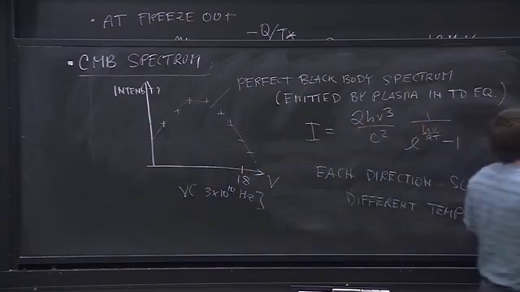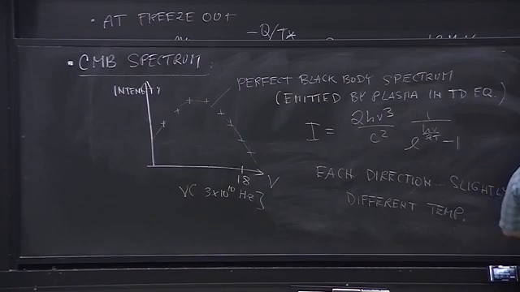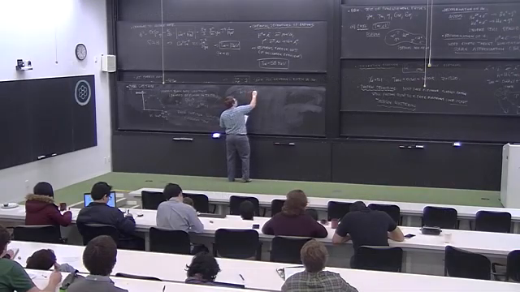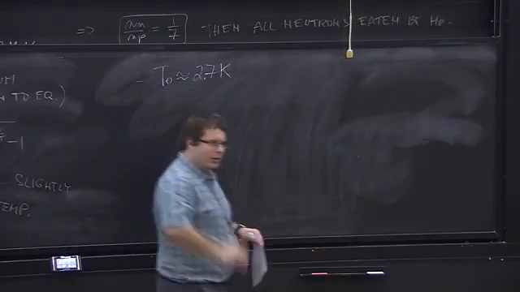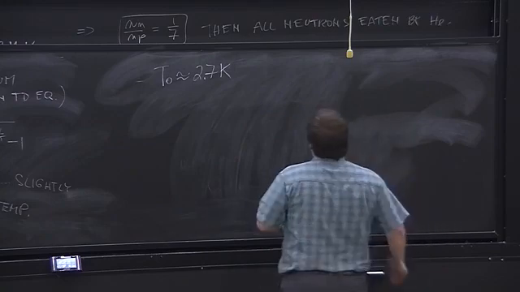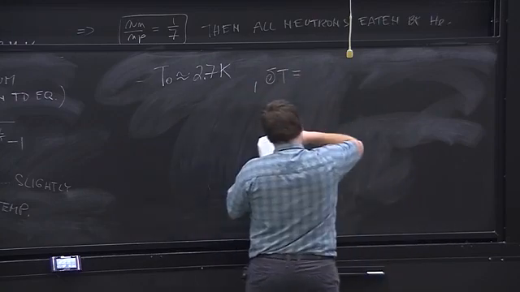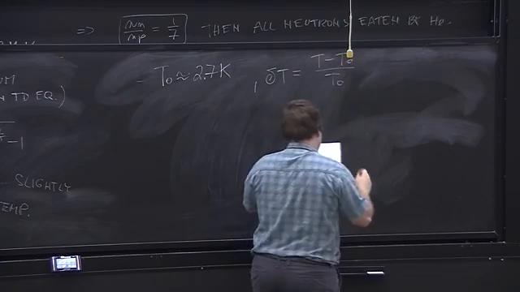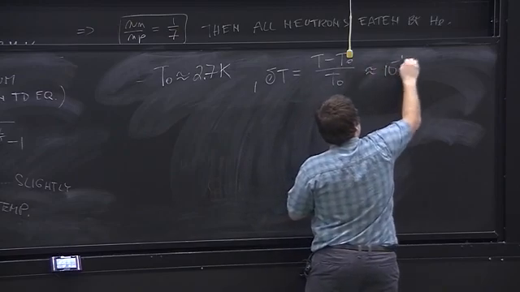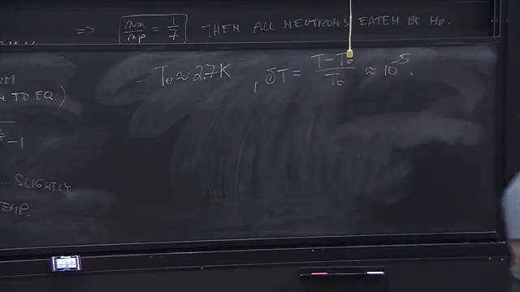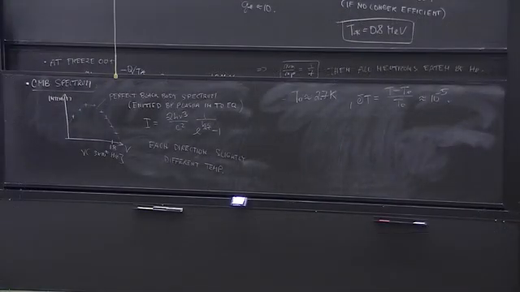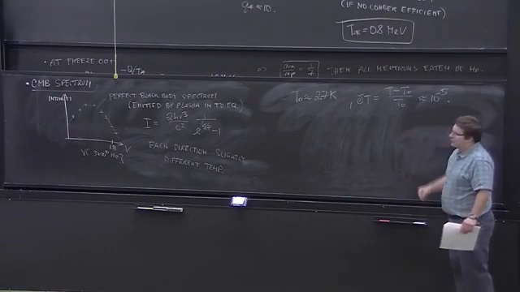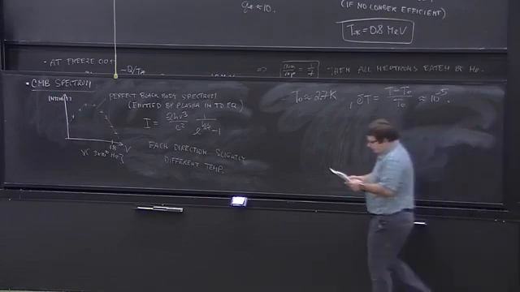So if you average over these temperatures, then these 3 kelvins is actually 2.7. This is your average over all possible directions. But you see the fluctuations, delta T, which is really what I measure in that direction minus the average one. And the fluctuations are of the order 10 to the minus 5. If I look at that direction, it has slightly different temperature than that direction, and so on.